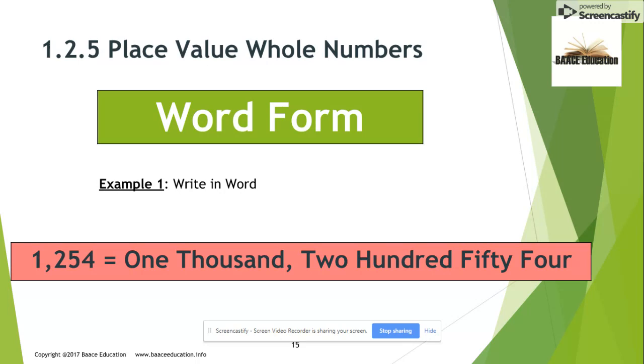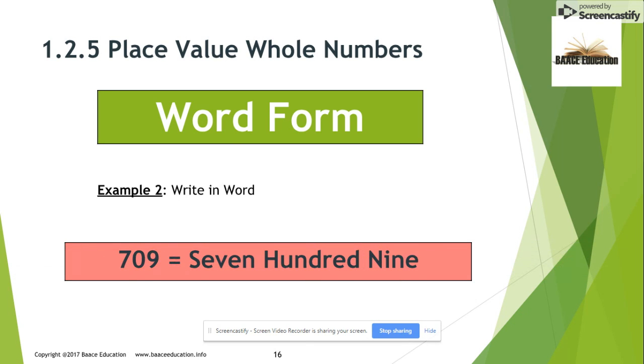In words, we have 1,254. Just make sure that you don't say "and." "And" is based on decimals. So when you write, do not put "and." 709.